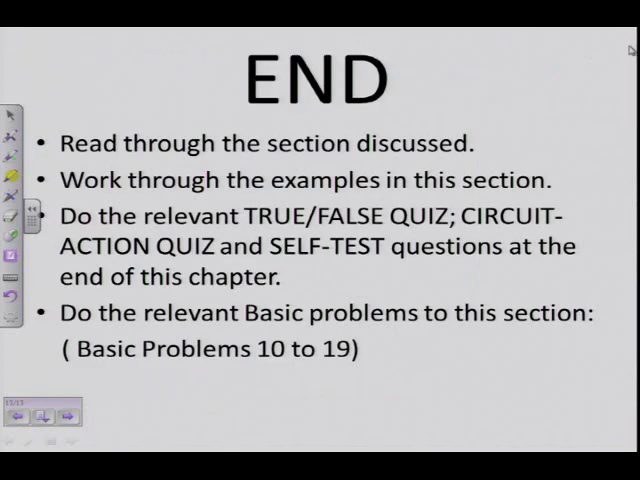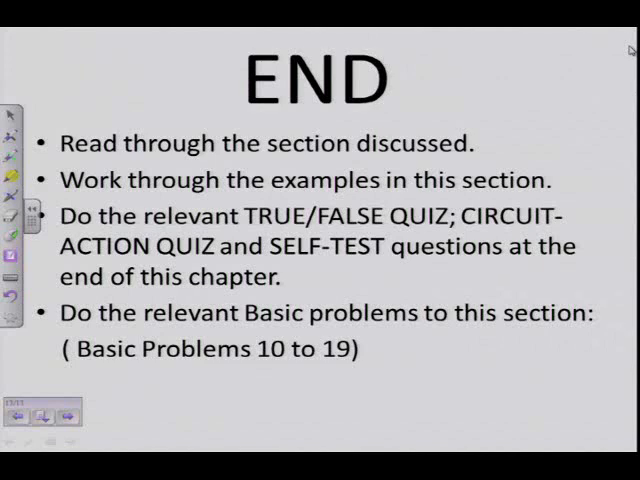Alright, so this is the end. Read through the section discussed. Please take note of this. Work through the examples in this section. Do the relevant true-false quiz, circuit action quiz, self-test questions at the end of this chapter, and do the relevant basic problems, which the ones that you remain with are basic problems 10 to 19.